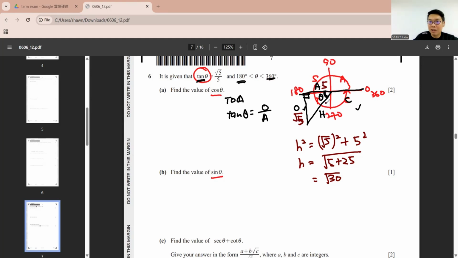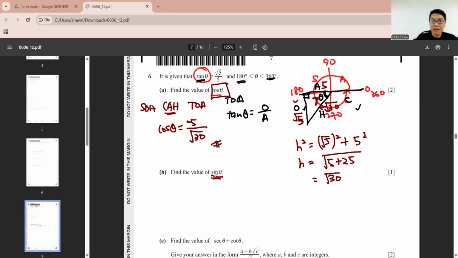So we know the length of this is square root of 30. So we can see what cos is. According to SOHCAHTOA, cos equals adjacent, which is 5, over hypotenuse, which is square root of 30. And remember, in this quadrant only tangent is positive, so cos is confirmed a negative value.